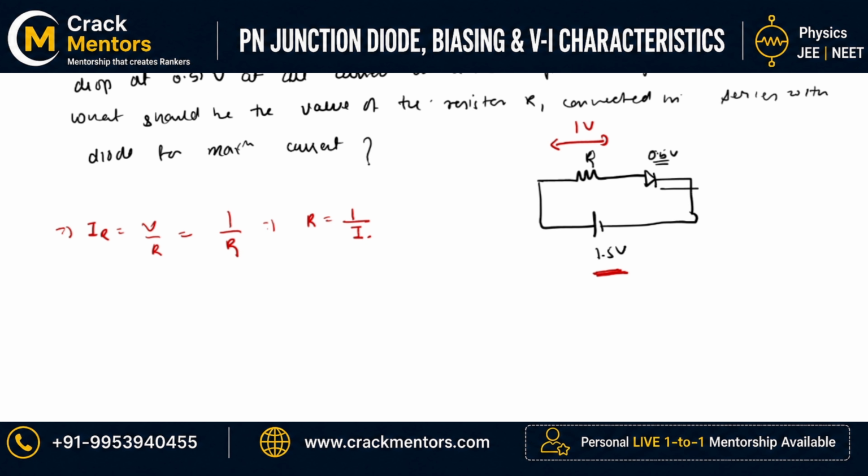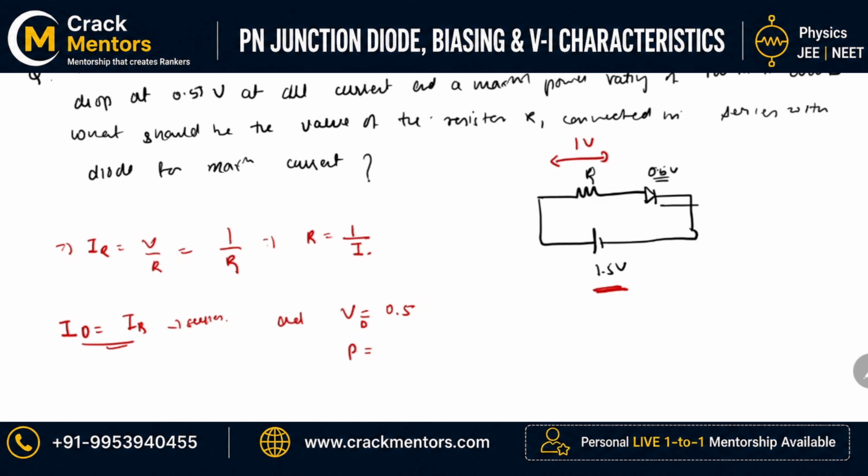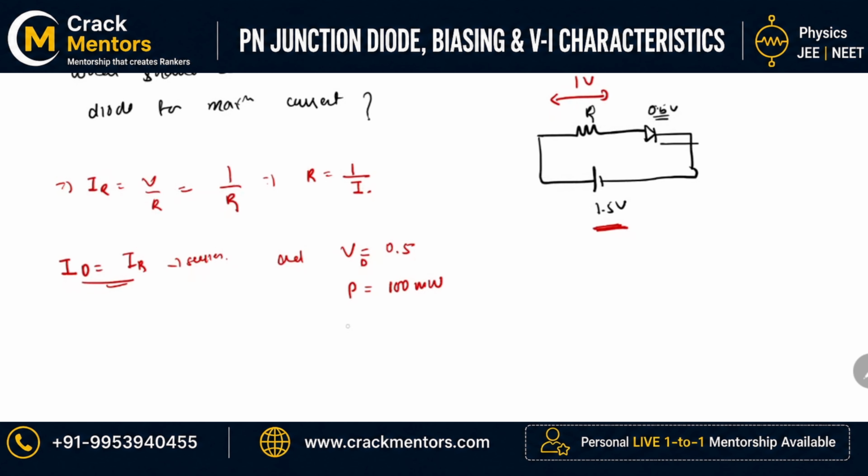Well, I know from here that the current passing through the diode is equal to the current passing through the resistor as well, since these are in series. And I can make a discussion that the voltage across the diode is equal to 0.5. And the power that has been obtained here, you can see that the power rating is 100 millivolt. So I can write that P is equal to VI, therefore I is equal to P by V, this is equal to 100 into 10 to the power minus 3 divided by 0.5. This will give me 0.1 by 0.5.